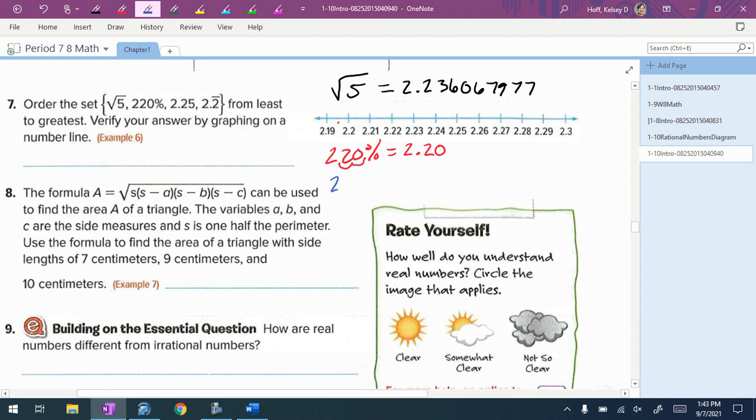Then you have the decimal 2.25. If I want to write that as a decimal, how would I do that? It's there. Don't overthink, right? 2.25. And then 2.2 repeating as a decimal is 2.2222.